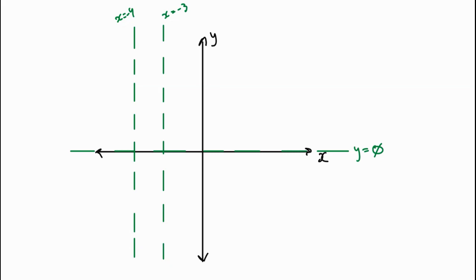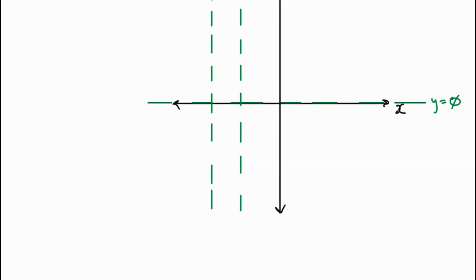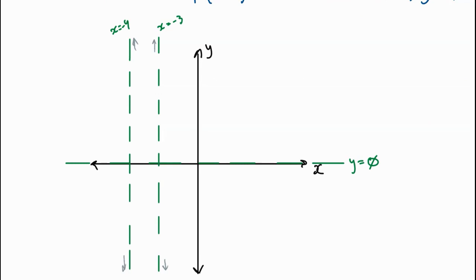Here's my end behaviors. Based on the information, left is negative, right is positive, so up, and then down. So down, up, down. To the left, I'm below. To the right, I'm above. So below, above. I only have one x-intercept, and it's over here at -2. No x-intercept on the other side. No x-intercept in the middle.